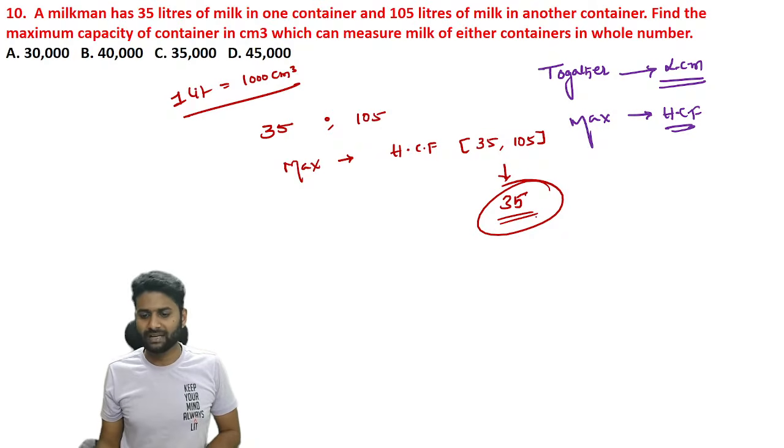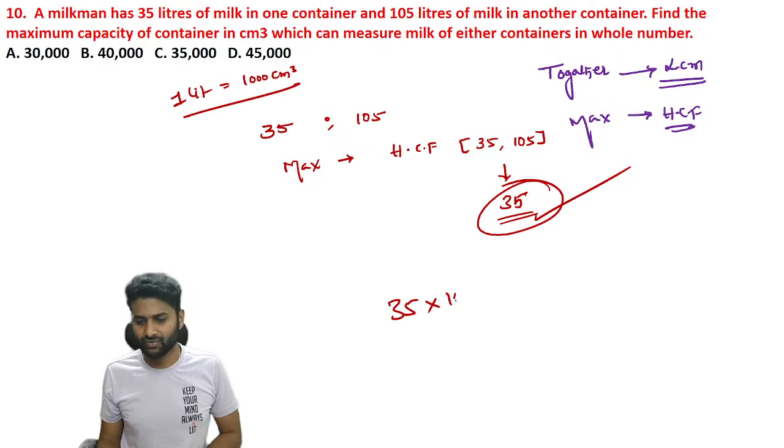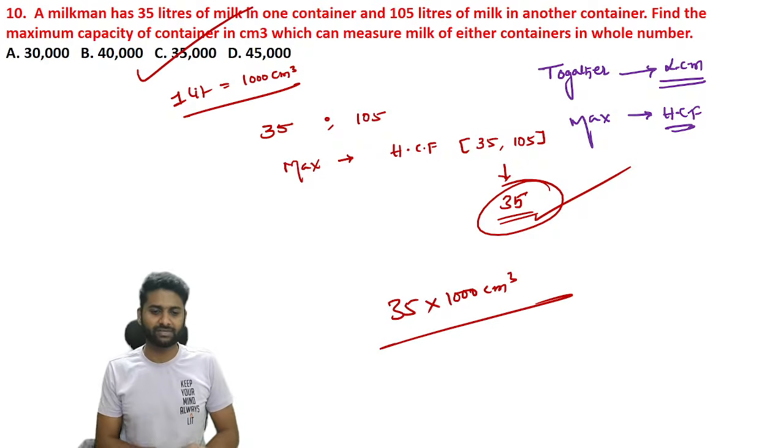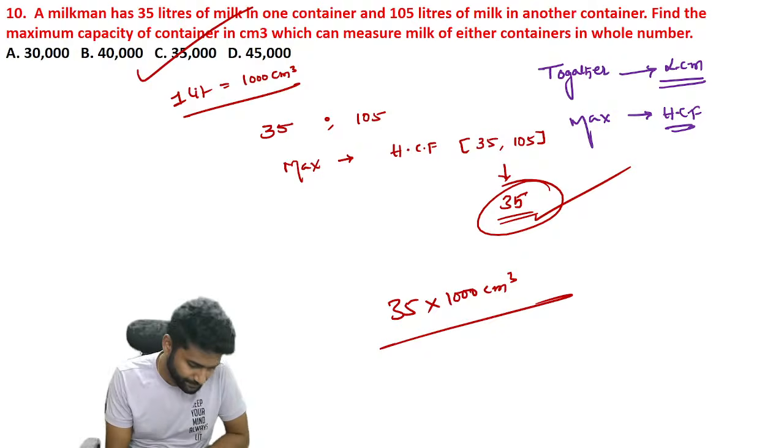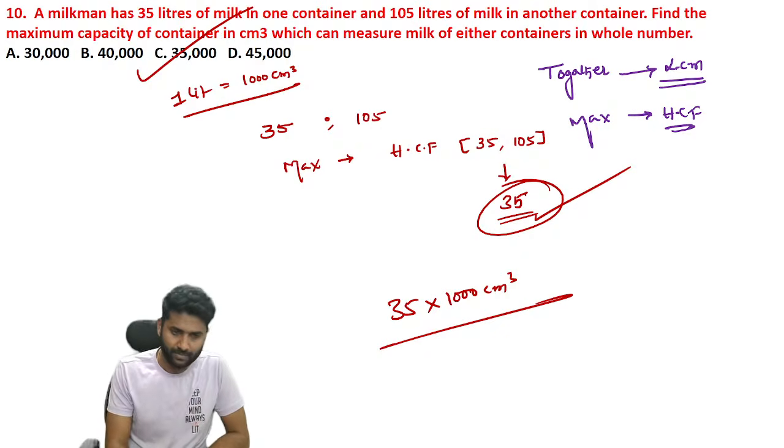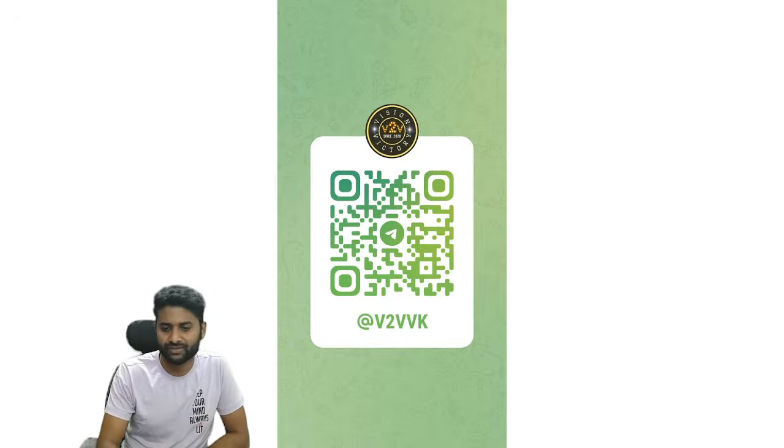Now the question is, what is the capacity of these containers in centimeter cube? So 35, and we know the conversion, each value is multiplied by 1000 centimeter cube. Now the answer is 35,000 centimeter cube, which is the correct answer. Clear? That's it. It's all about today's video.